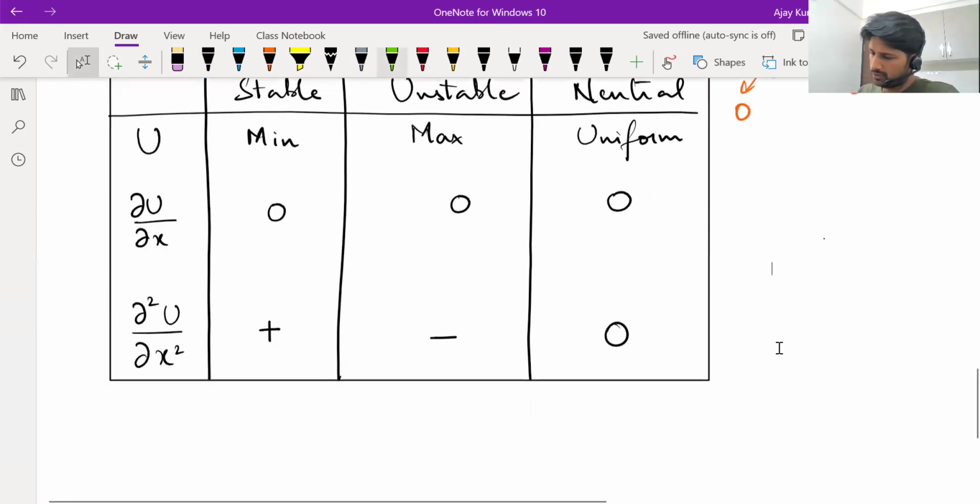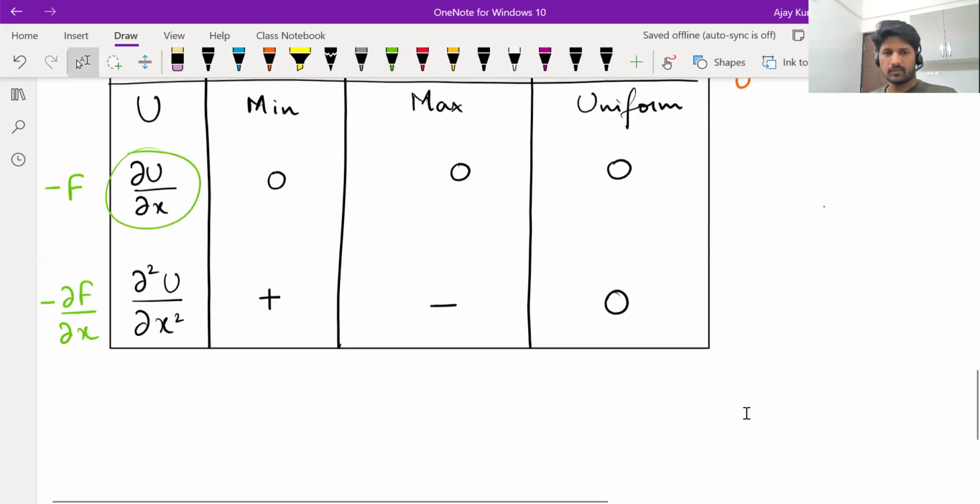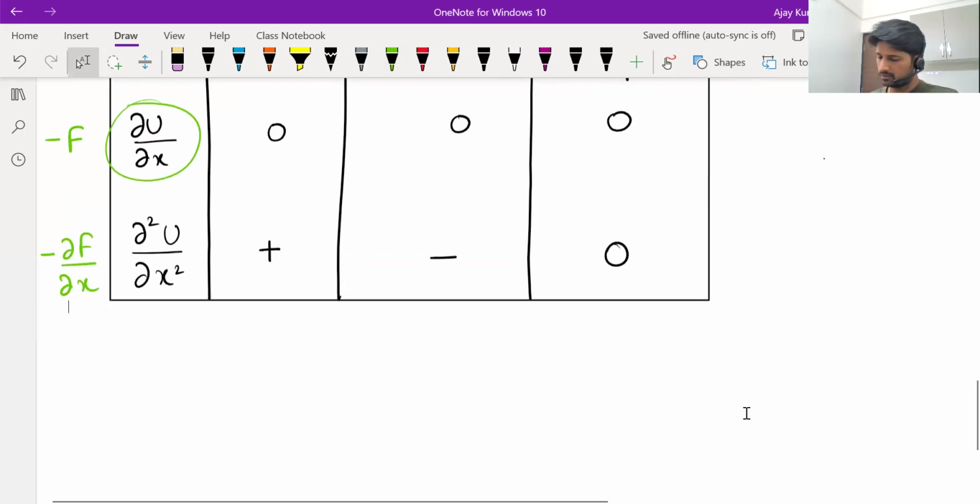And dou u by dou x is nothing but negative of the force, because F is minus dou u by dou x, so dou u by dou x is minus F. Fine. So dou square u by dou x square becomes minus dou F by dou x. You have to differentiate the force. You can look at it that way also. Differentiating potential energy twice means differentiating force once. So you can comment on this also.